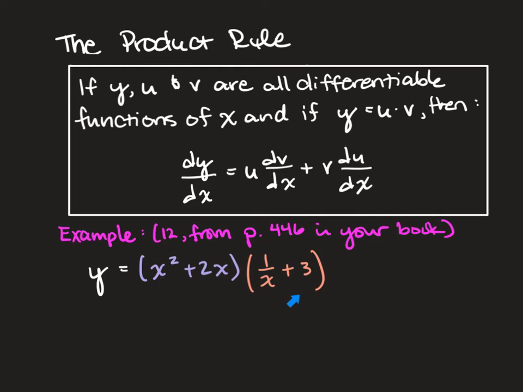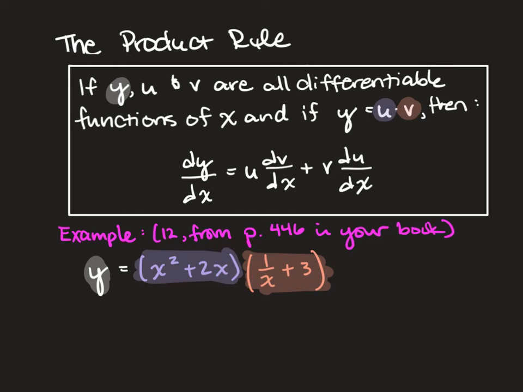Okay, so we have two functions that are being multiplied. Could you just distribute these and simplify? For sure. And in fact, we're going to use that to double check our work. But before we do that, we're going to use the product rule. So in this case, here's our y, and I'm just going to highlight that in white. And then we're going to say that we have the function u, which is this one right here, and the function v, which is this one here.